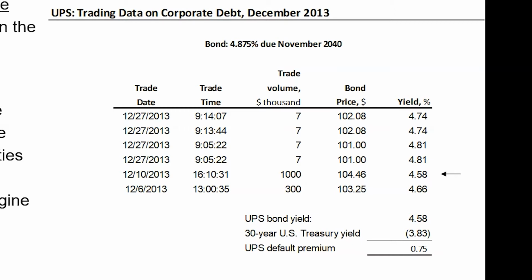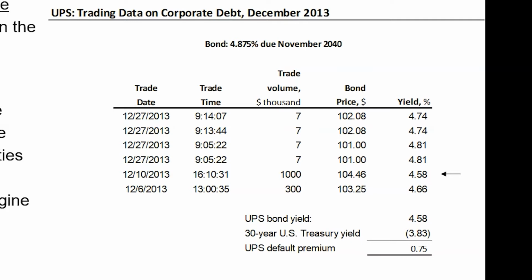That means yields have fallen in the market. Right, so a yield of 4.6. And then on the 10th, we had a $1 million trade at 104. And again, price went up again, so the yield falls again, 4.5. This is the relevant trade.